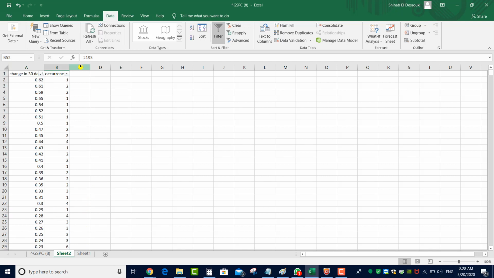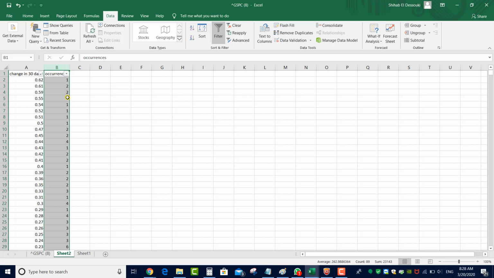So now, in this column here, I'm just going to look at the percentage of times this occurred, okay? So basically I'm just going to take this divided by the total occurrences. The total occurrences is 23,000. So I'm comparing 23,000 different 30-day periods. Day 1 to day 30, day 1 to day 31, day 2 to day 32, day 3 to day 33.